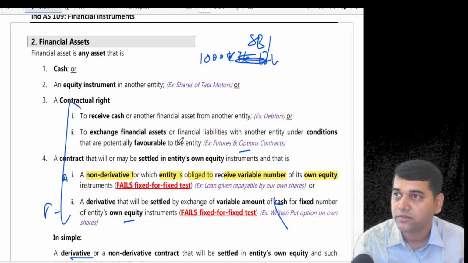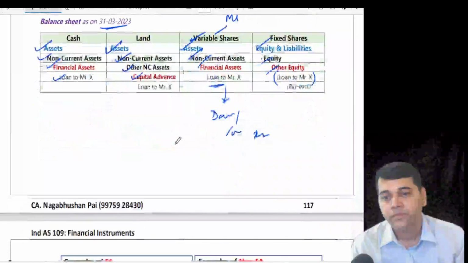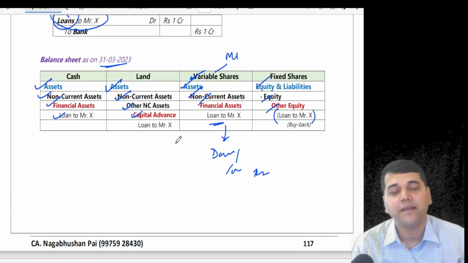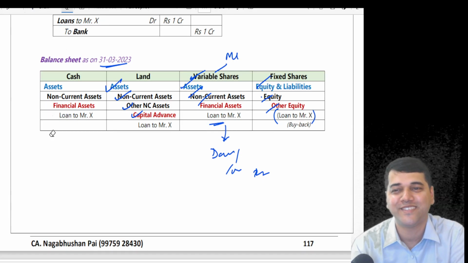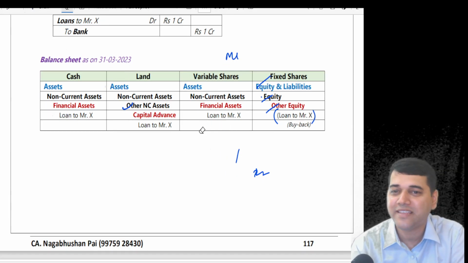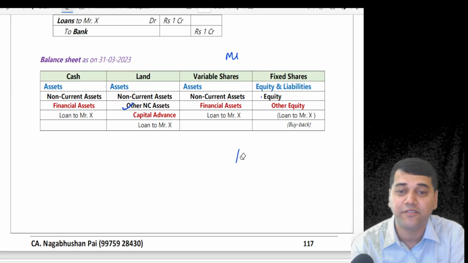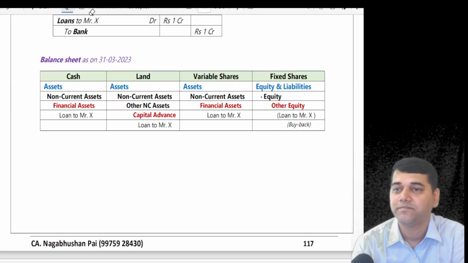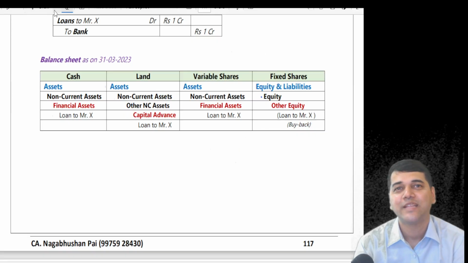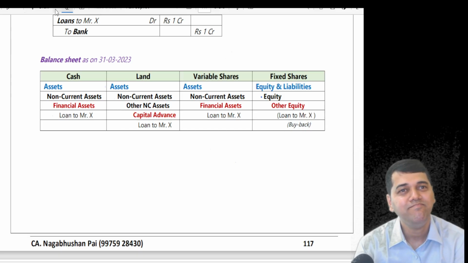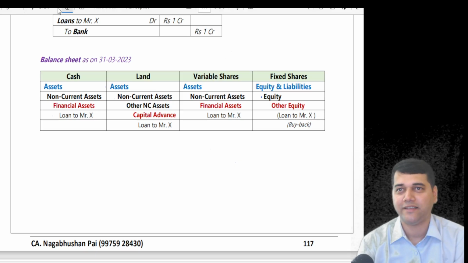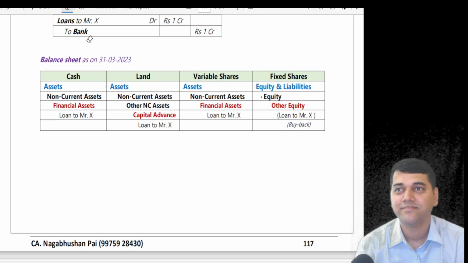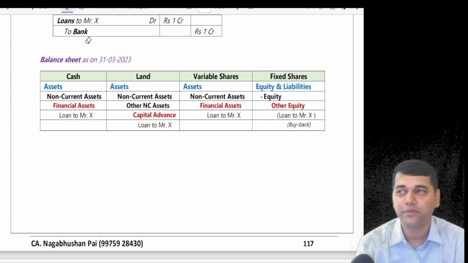Yes. Any doubts? Now, can you give me some examples of financial assets, since you have understood the definition very well? Can you give me some examples of what may appear under financial assets? What do you think? Some examples we have already discussed by now. You can repeat those examples. Can you give me some examples of financial assets?